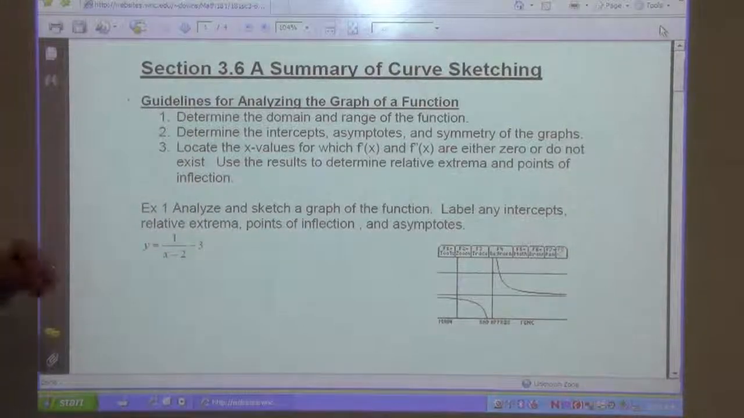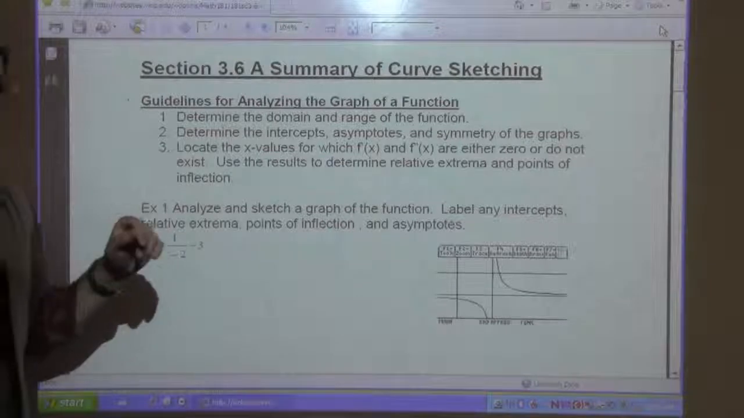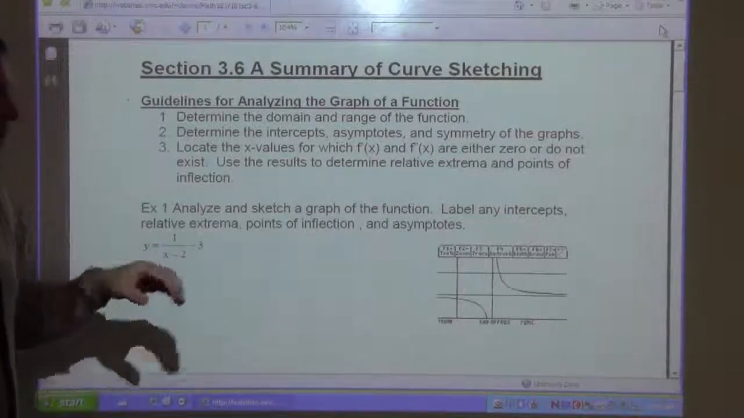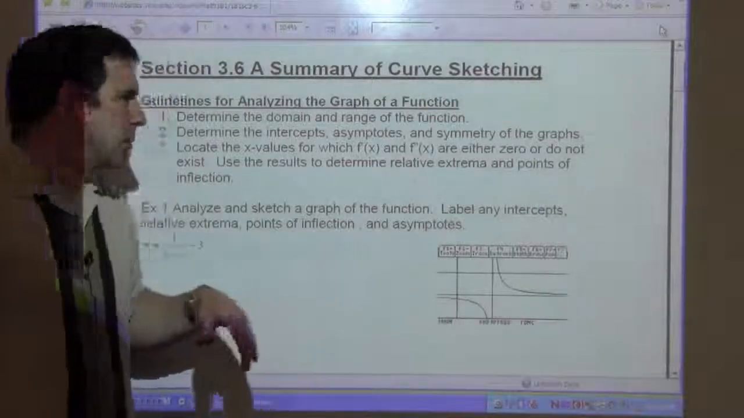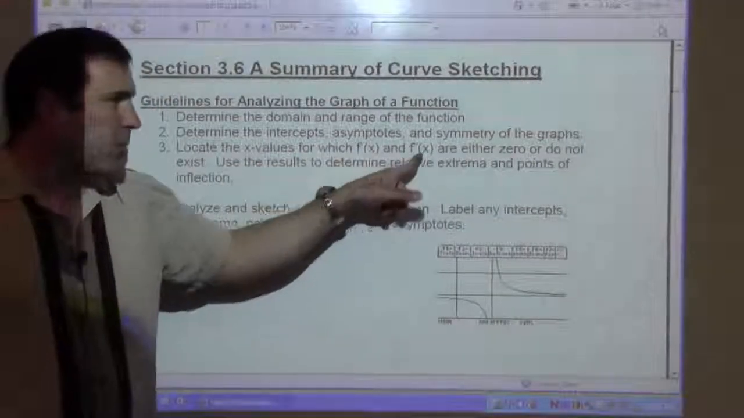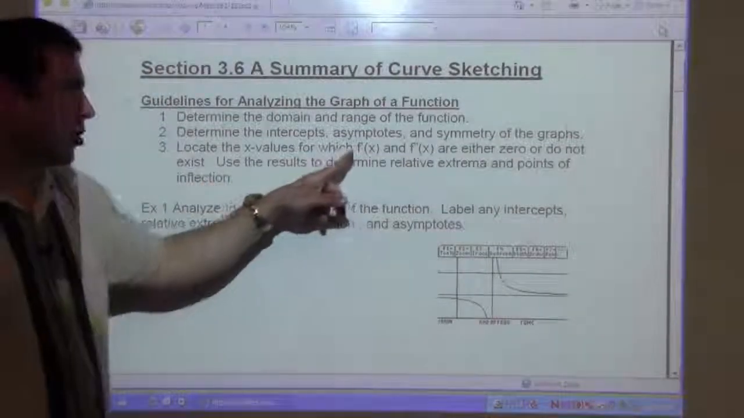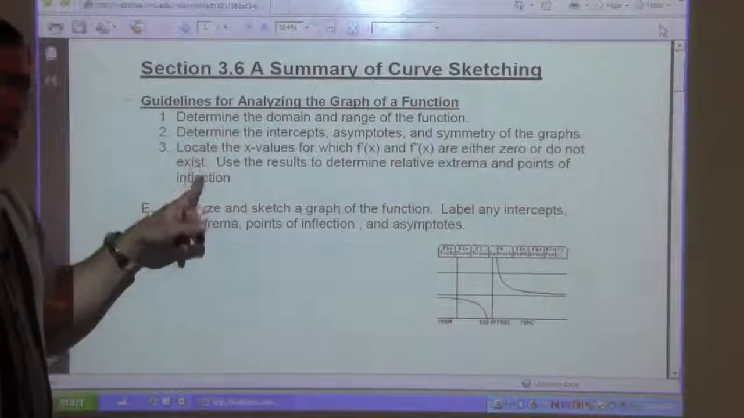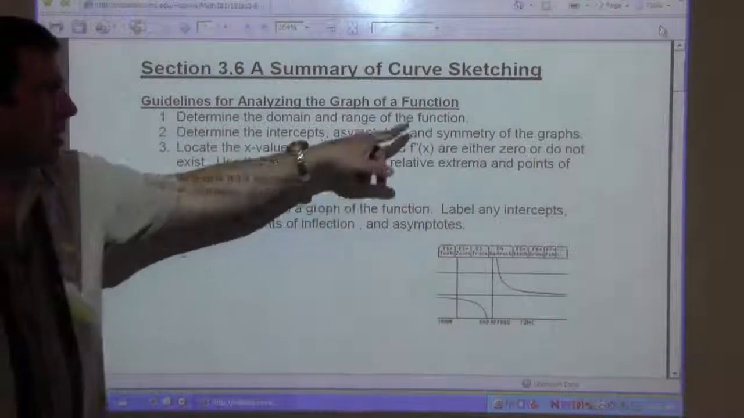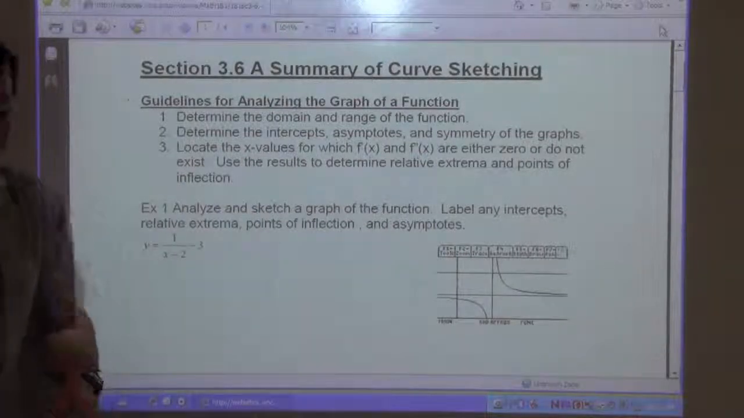So, guidelines for analyzing the graph of a function. 1. Determine the domain and range of the function, always important. Determine the intercepts, asymptotes, and symmetry of the graph. So far, nothing calculus related. Locate the x values for which f prime of x and f double prime of x are either 0 or do not exist. Use the results to determine the relative extrema and points of inflection. So remember, our first derivative will give us the extrema. Second derivative at 0 is going to give us our points of inflection.